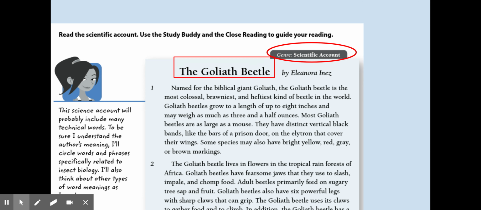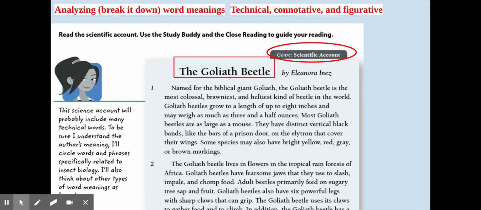So, things that I want to make sure that you really get. The very first thing we need to do is at the top of the page, we're going to write analyzing word meanings, and analyze means to break it down. Then we're going to write that we're looking at technical, connotative, and figurative language and meanings behind these words.